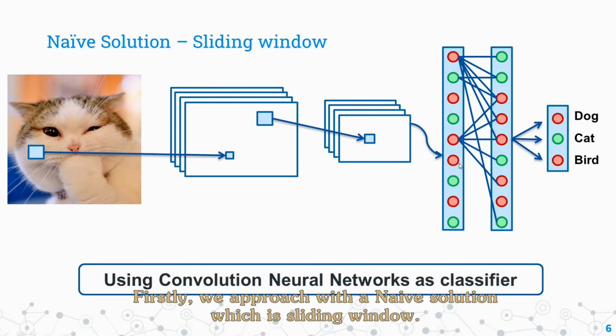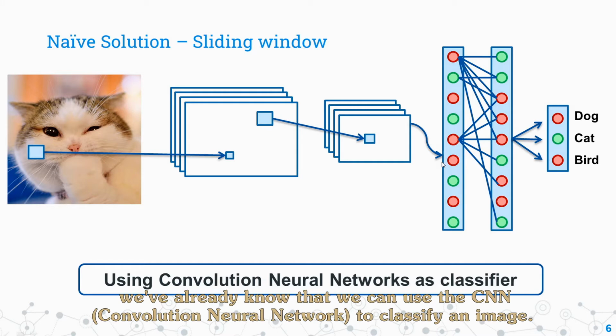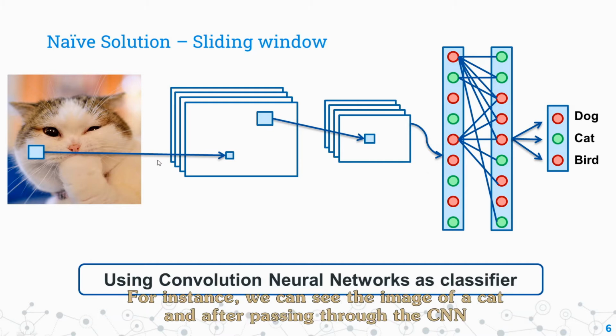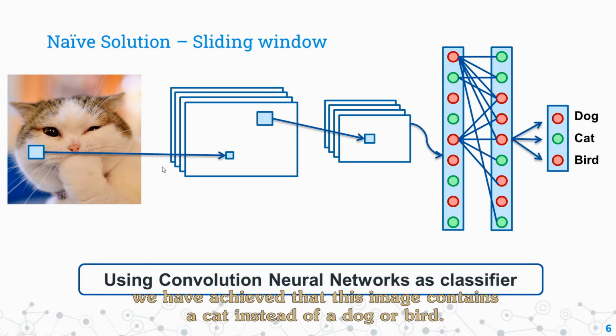Firstly, we approach with a naive solution, which is the sliding window. We already know that we can use a CNN, or convolutional neural network, to classify an image. For instance, we can see the image of a cat, and after passing through the CNN, we find that this image contains a cat instead of a dog or a bird.